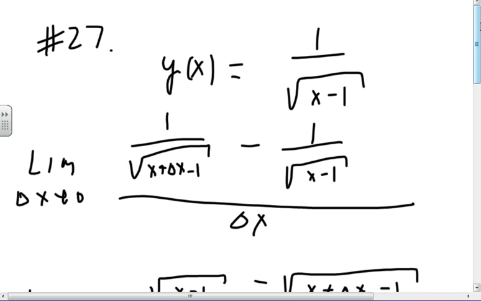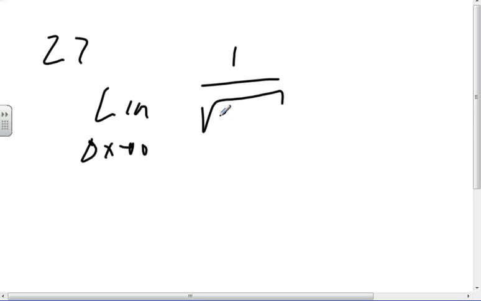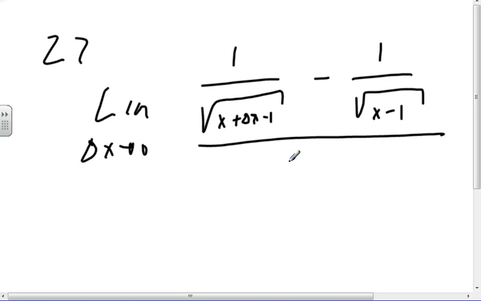Hate to have to start all over. I think that's what I'll do. I'll start all over. So I'm looking at the limit as delta x goes to 0 of 1 over the square root of x plus delta x minus 1 minus 1 over the square root of x minus 1, divided by delta x.